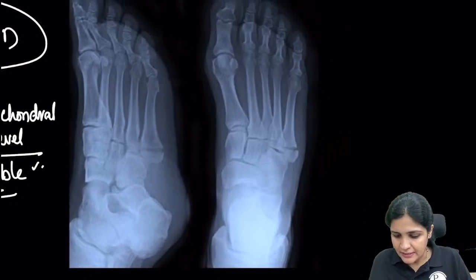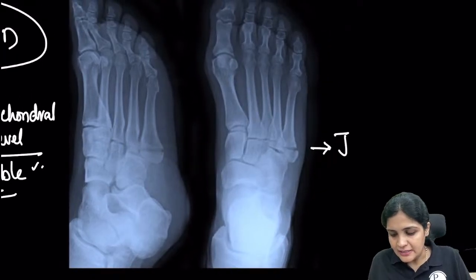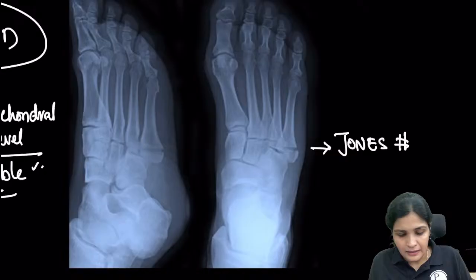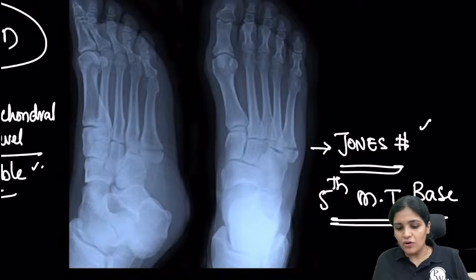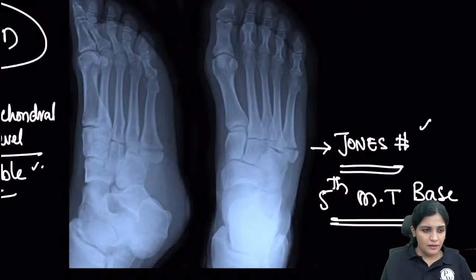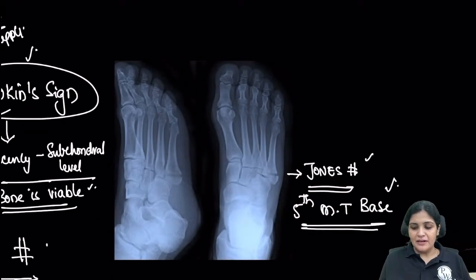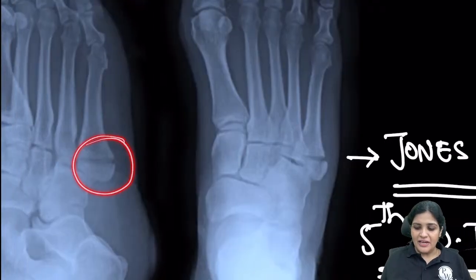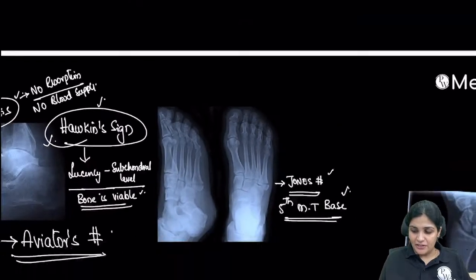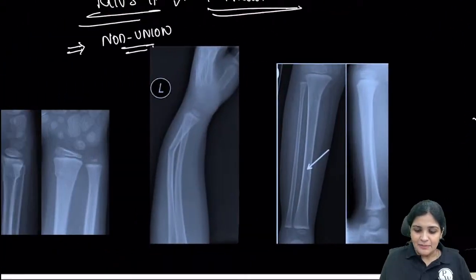Then which fracture is this? Fifth metatarsal base. What is this called? Jones fracture. Yes, it is called the Jones fracture. So in the fifth metatarsal base there is a fracture. You can see this is the fracture. This is called the Jones fracture. Clear? And these are some of the pediatric fractures.